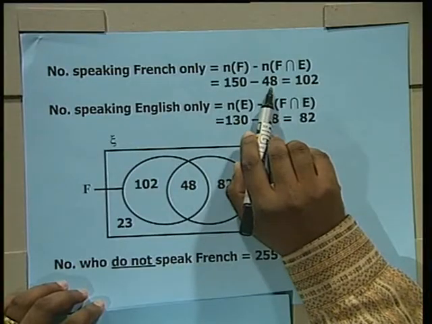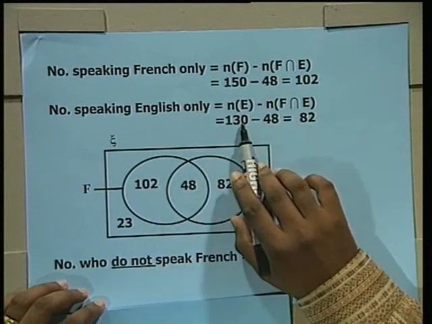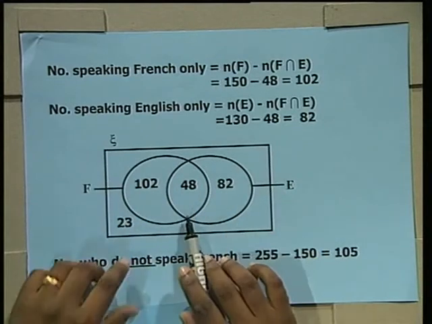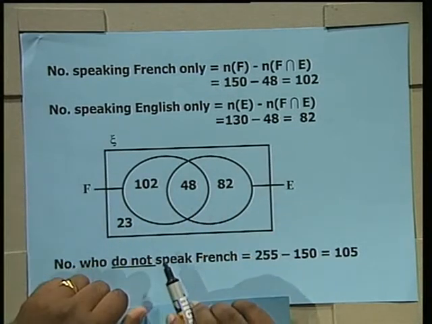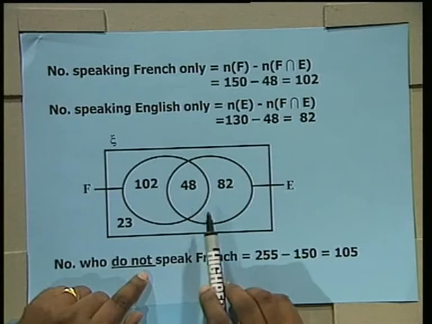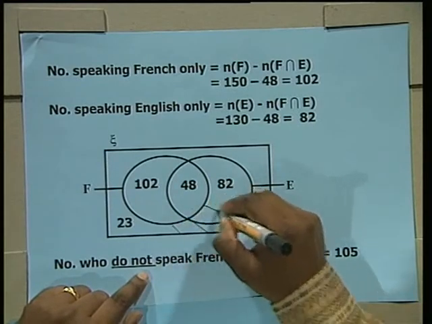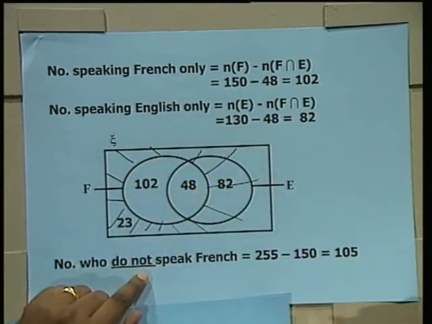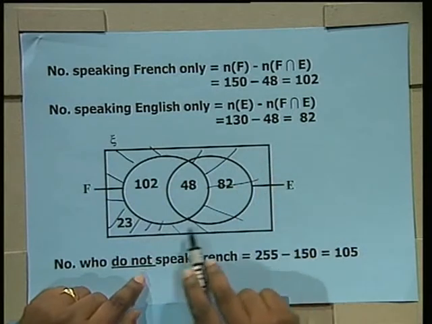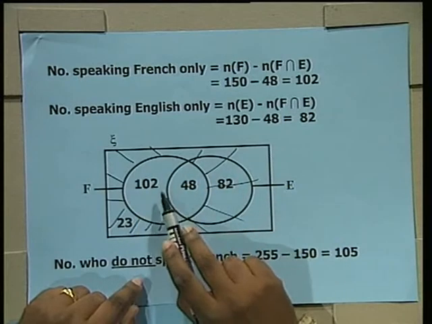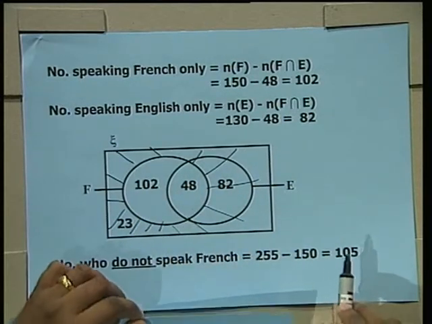Number speaking French only is 150 minus 48. Number speaking English only, 130 minus 48. And we have illustrated all the data in the following Venn diagram. Therefore, number who do not speak French, that is, all those outside the set representing French, is obtained by 255 minus 102 plus 48. That is 255 minus 150, which is 105.